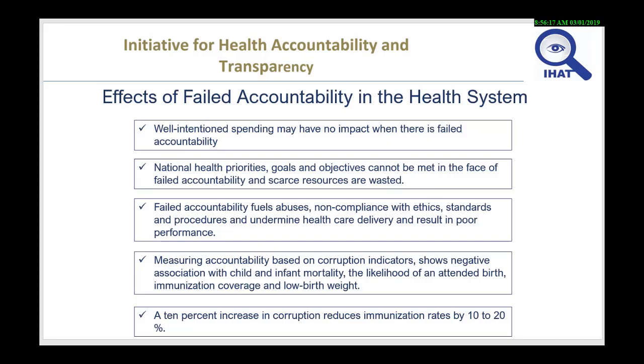We must also note that failed accountability fuels abuses. It fuels non-compliance with ethics, standards, and procedures, and therefore undermines healthcare delivery and results in poor performance. Measuring accountability based on corruption indicators shows a negative correlation with a number of healthcare indicators. It has to do with child and infant mortality, skilled birth attendance, immunization coverage, and also low birth weight. It is also reported that a 10% increase in corruption reduces immunization rates by as much as 20%.